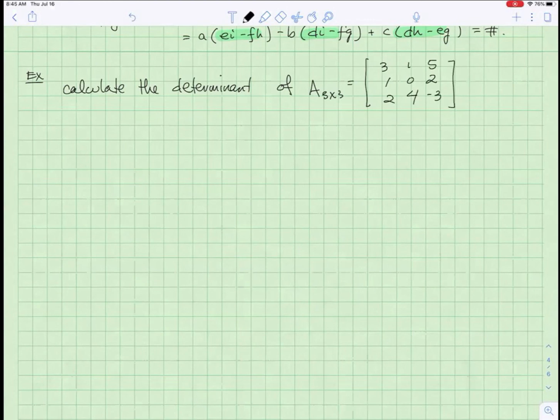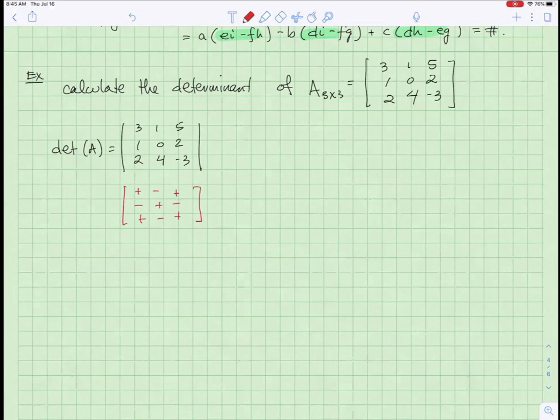So here we go. The determinant of A is equal to vertical bars 3, 1, 5, 1, 0, 2, 2, 4, negative 3. And underneath that, I'm just going to draw my little checkerboard of plus, minus, plus, minus, plus, minus, plus, minus, plus.